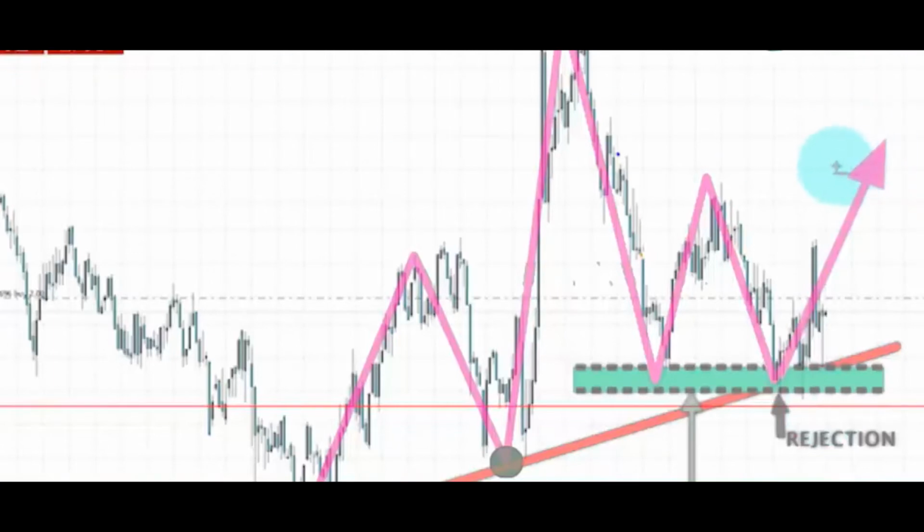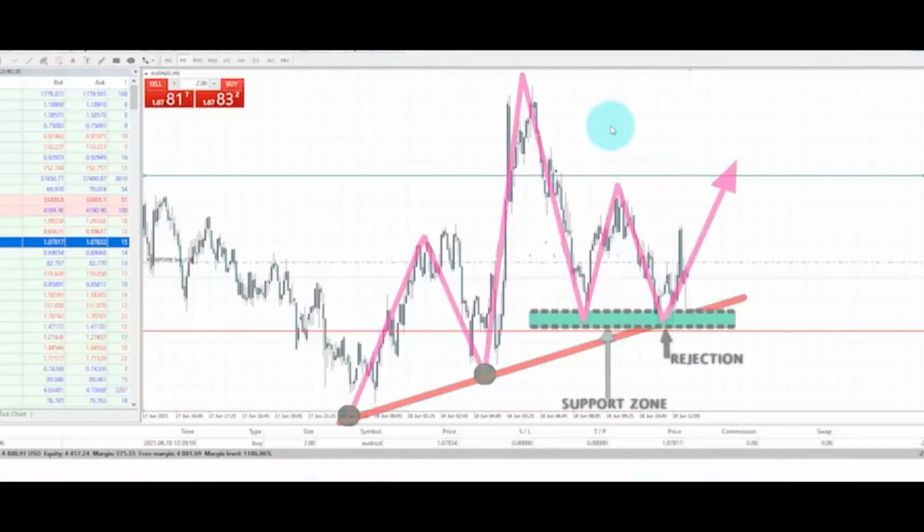First confirmation is candle got rejection through the supportive trend line. Second confirmation is candle got rejection through the zone area. Third confirmation is we got a bullish engulfing candle. So, after 3 solid confirmations, here we place a buy trade.